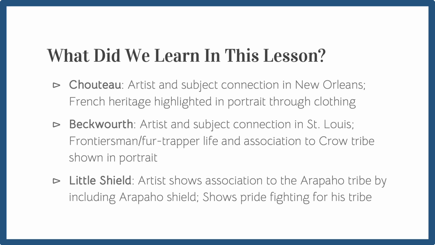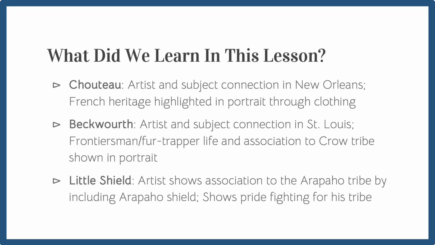In the Beckworth sculpture, the artist and subject had a link in St. Louis, although at different times. R.H. Stick highlights Beckworth's time in St. Louis in the West by portraying him in frontiersman or fur trapper clothing. He also represents his time as a Crow tribesman and warrior by adding objects associated with the Crow tribe in the portrait, such as the coup stick and Crow warrior shield.